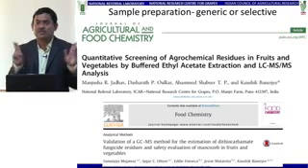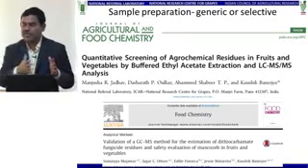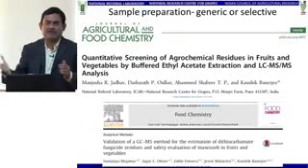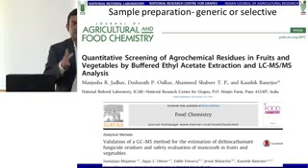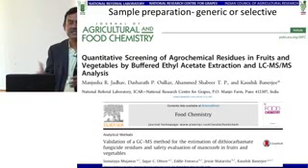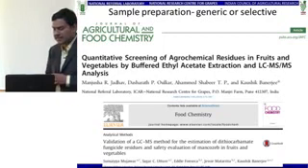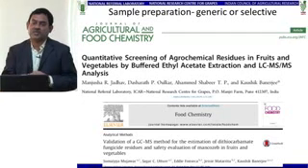analytical methods could be of two types. One could be a generic method. You will find titles like quantitative screening of agrochemical residues in fruits and vegetables, where the analytical method should be applicable to a huge number of chemicals. Methods are available even for 500, 600 pesticides, combinations of pesticides, drugs, mycotoxins, etc. Various literature is available this way, and here the main idea is to extract as many chemicals as possible.